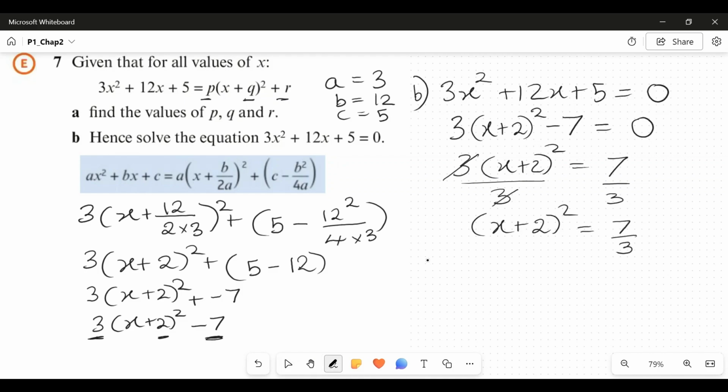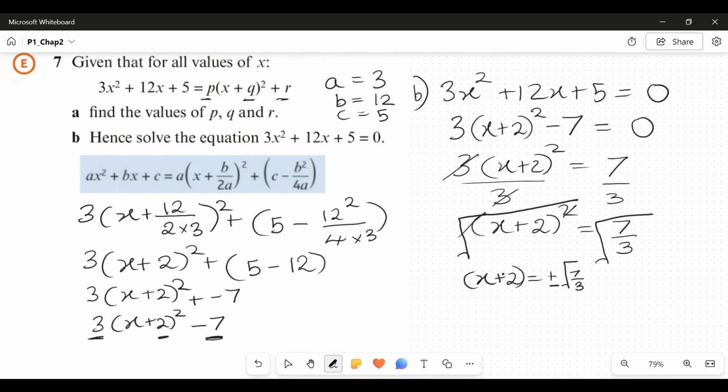And then to get rid of the square on the left hand side of the equation, we're going to square root both sides. So square root of this side, square root of that side. That's going to get rid of the square here. So we have x plus 2 equals, remember when we square root, it becomes plus or minus the square root of that answer. So it's going to be plus or minus square root of 7 over 3. We will not be able to simplify it because that's just going to give you a decimal. So let's keep that as it is.